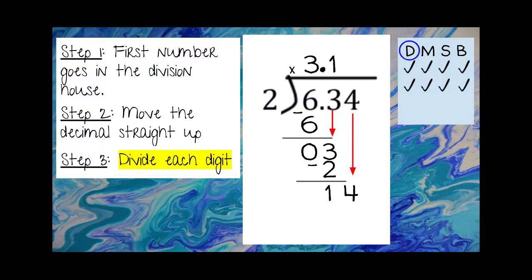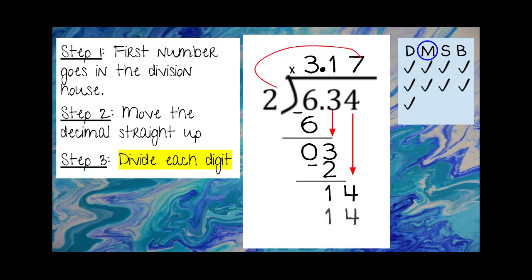So now we're going to divide. How many times does 2 go into 14? And that would be 7, so check for division. Next, I'm going to multiply. So 7 times 2 is 14. Check for multiplication. Now I'm going to subtract. 14 minus 14 is 0. Check for subtraction.